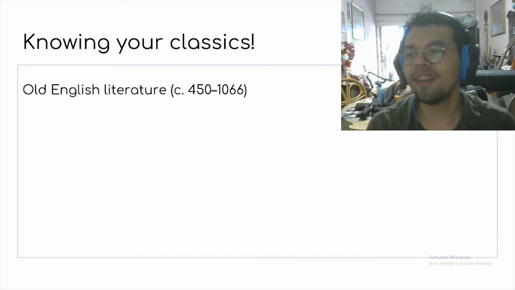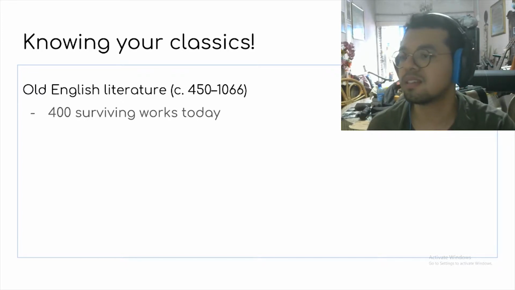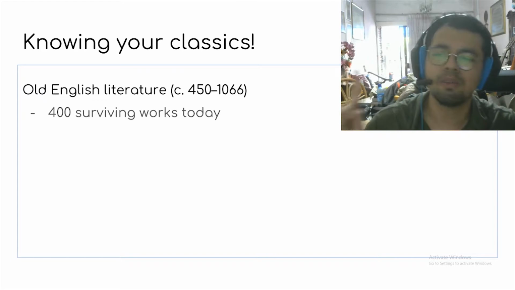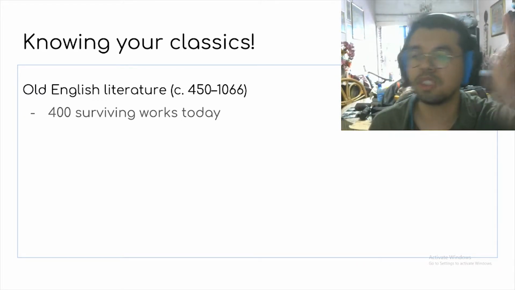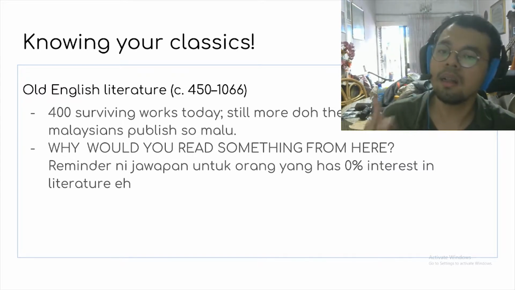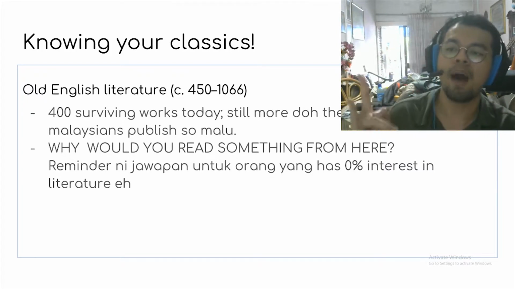All right, so knowing your classics, old English literature was from 450 to 1066. We have 400 surviving works found today. Again, it's mostly from Wikipedia, but I also made sure to check the information and it is true. However, that's still more than all the books Malaysia published last year. So malu, we need to write more and publish.